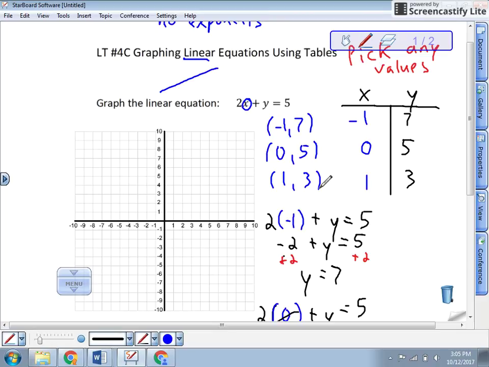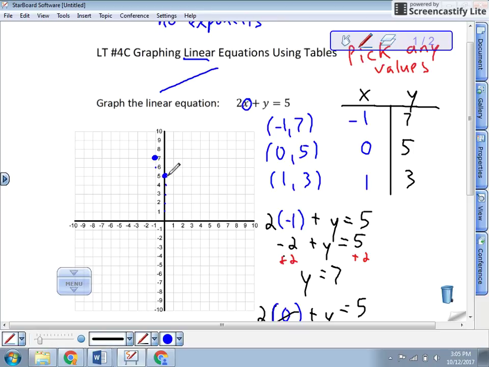So here comes the first point, -1, 7. Remember, start at the origin. You go back 1, -1, then up 7: 1, 2, 3, 4, 5, 6, 7. Here's the first point, -1, 7. Now, next point, 0, 5. So I start at 0. I don't have to move left or right. I just go up 5: 1, 2, 3, 4, 5. There's my second point.